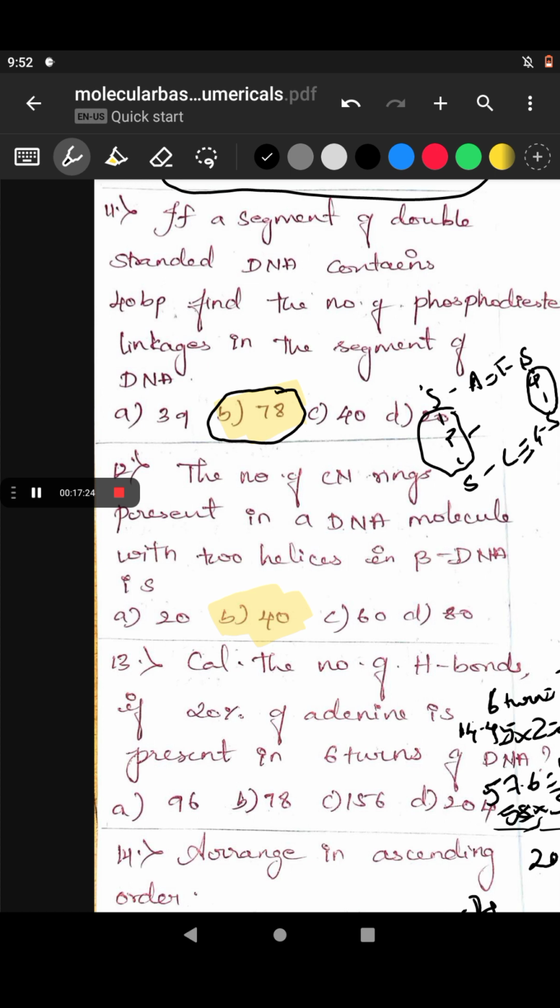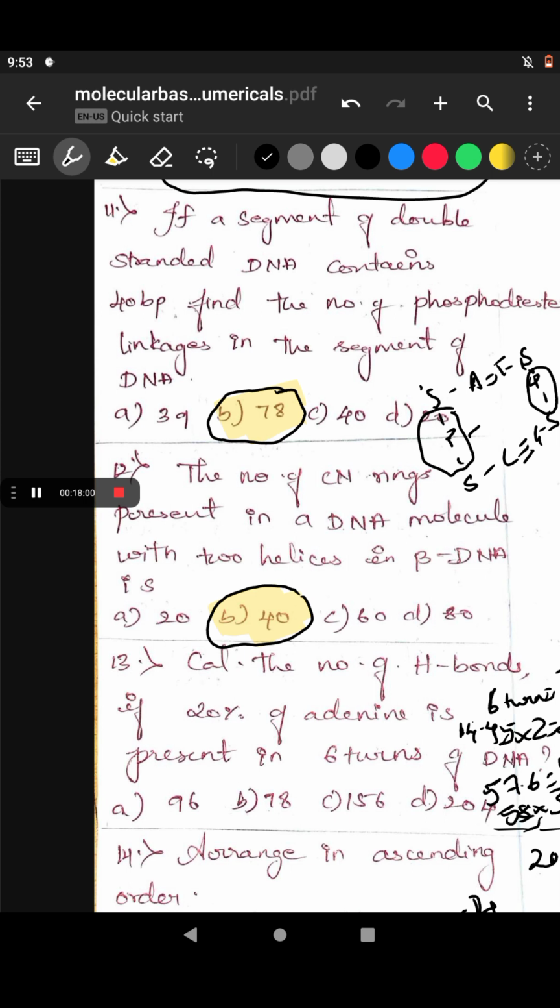minus 2. The number of CN rings present in a DNA molecule within 2 helices in B DNA. CN rings implies nitrogen bases. So obviously, if they are having 2 helices in B DNA, every helix will have 10 base pairs. As a result, they have 20 base pairs. 20 base pairs has 40 nucleotides, 20 into 2. So this is the answer.